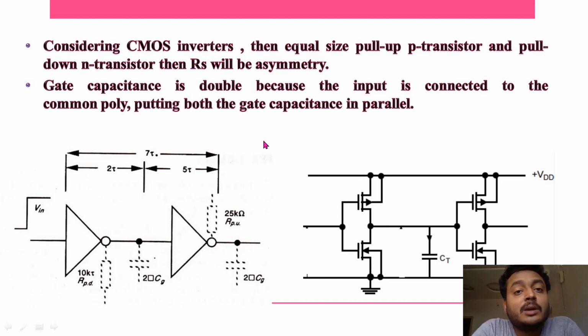Because if your NMOS is going to give you, say, 1 kilo ohm, something like that, then your PMOS of the same size is going to give you 2.5 times that of the NMOS. That means you can get 2.5k, something like that. So the resistance will be asymmetric here. In this case you will try to analyze.